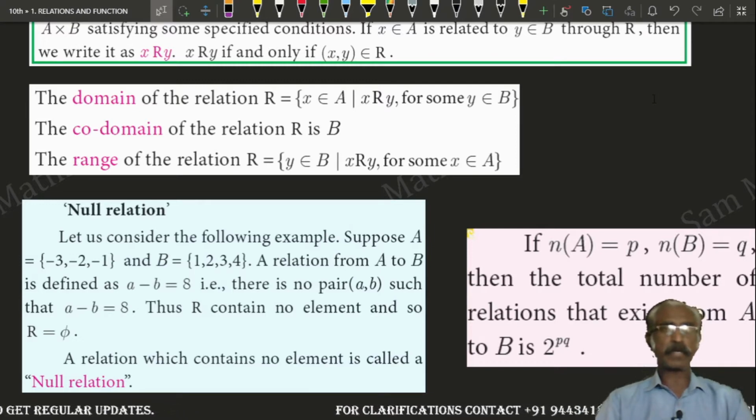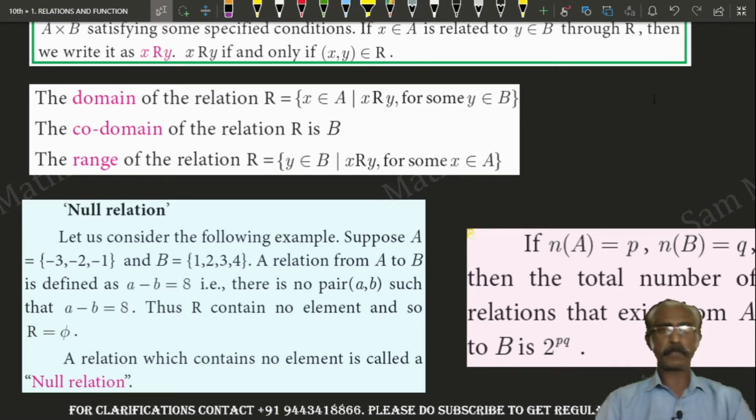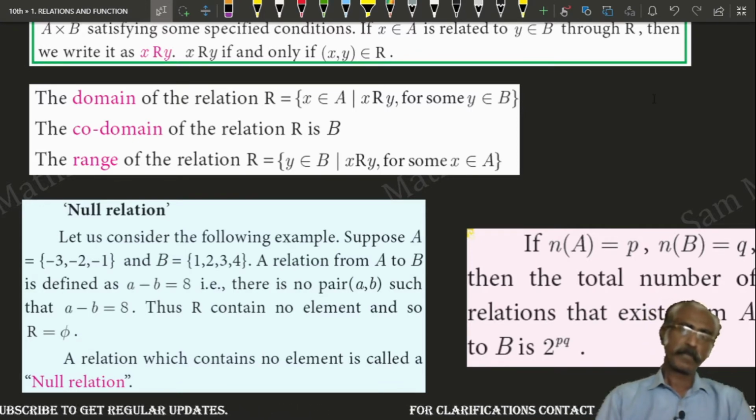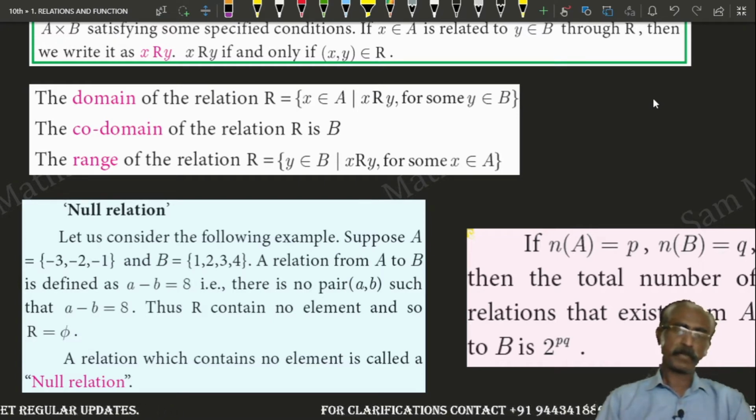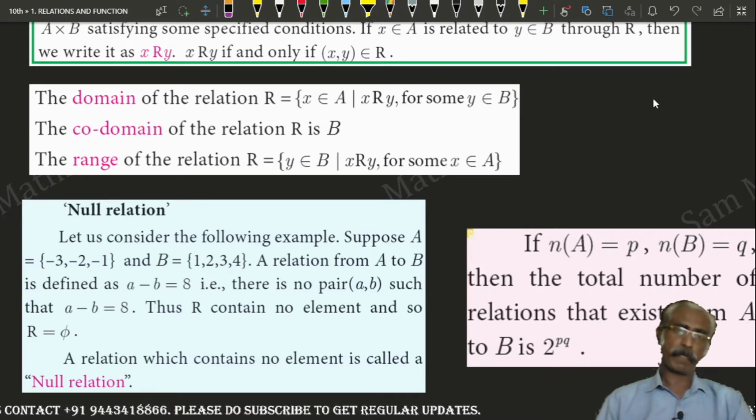Codomain. Codomain is always the second set, B set. Then the range of the relation R is equal to, in the order pair (x, y), the second element, the set of y belongs to B such that x is related to y for some x belongs to A. So while doing the sums, you will get a clear idea about domain, codomain and range. Domain will always be a subset of the first set, that is A. Range will be a subset of the second set or codomain B.